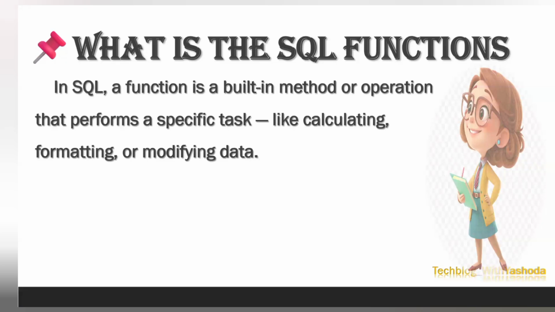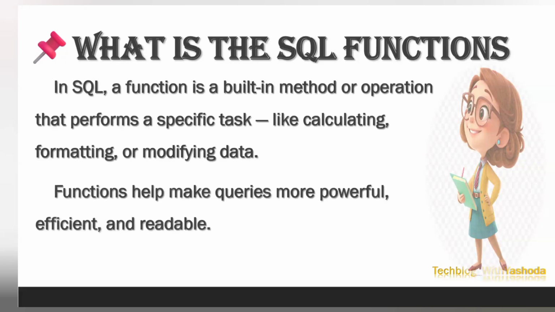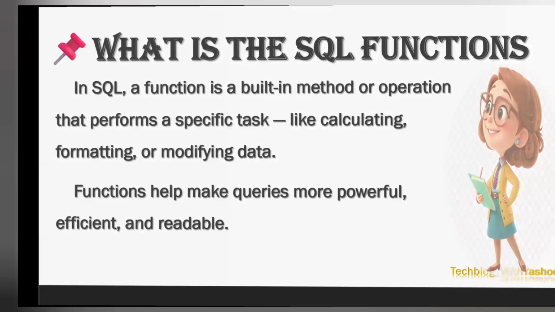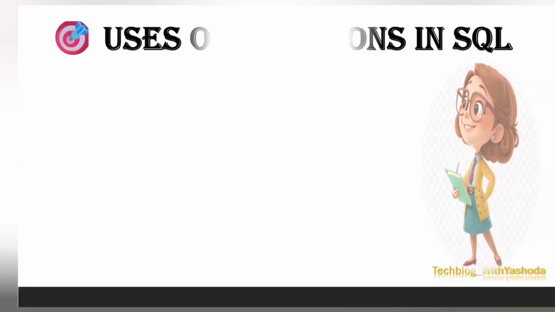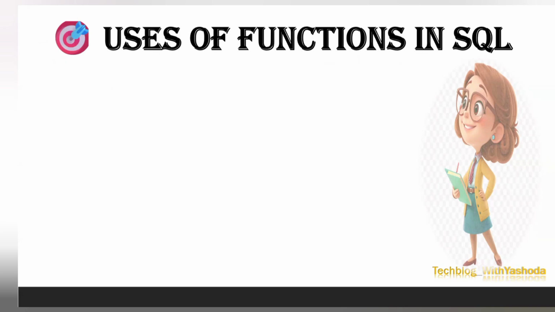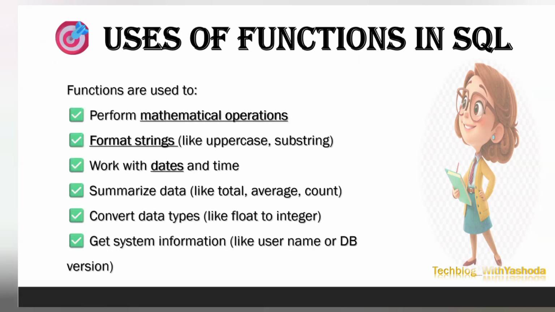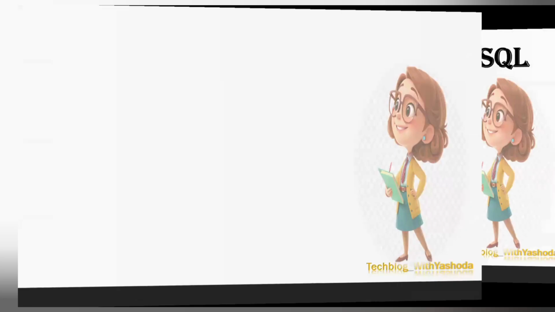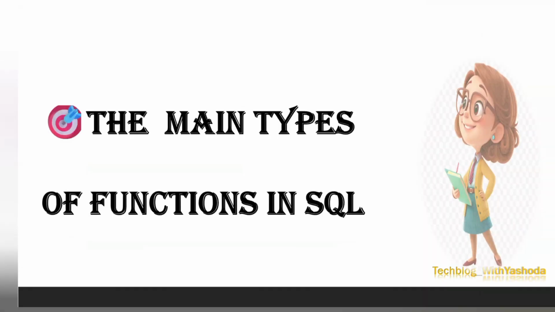In SQL, a function is a built-in method or operation that performs a specific task, like calculating, formatting, and modifying the data. Functions help to make queries powerful, efficient, and readable. The use of functions is to perform mathematical operations, format string operations, as well as work with dates and times, summarize the data, convert data types like float to integer, get system information like username or DB versions. These are used to perform a specific operation on data directly within your SQL query.